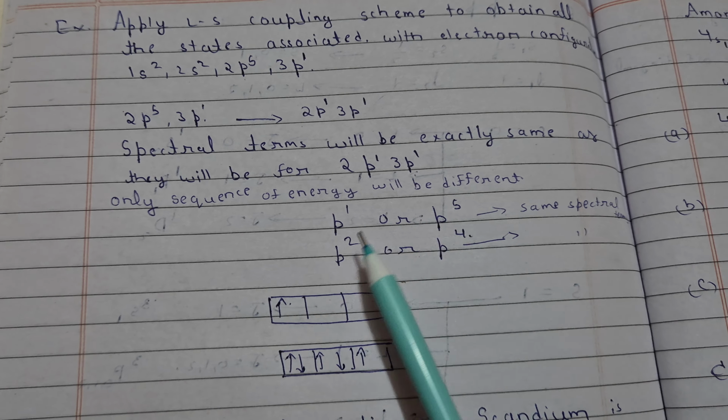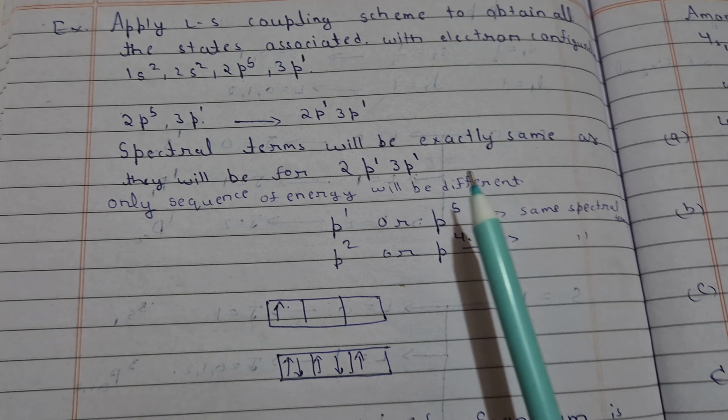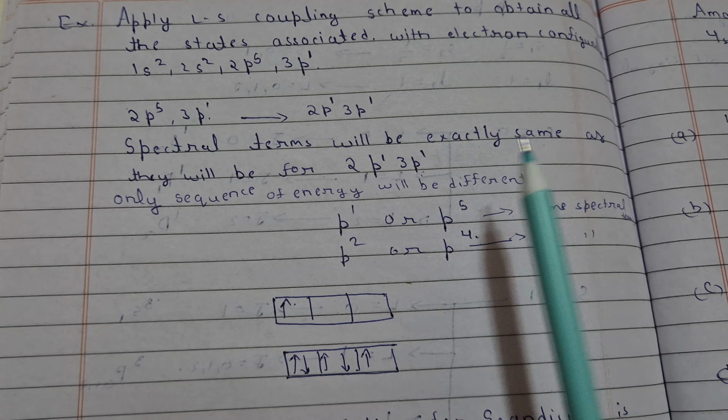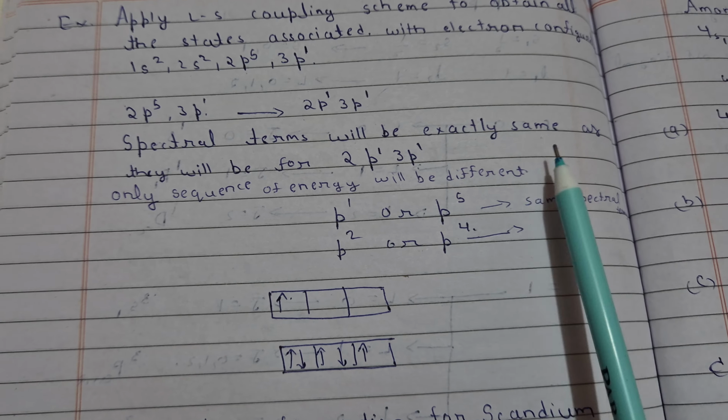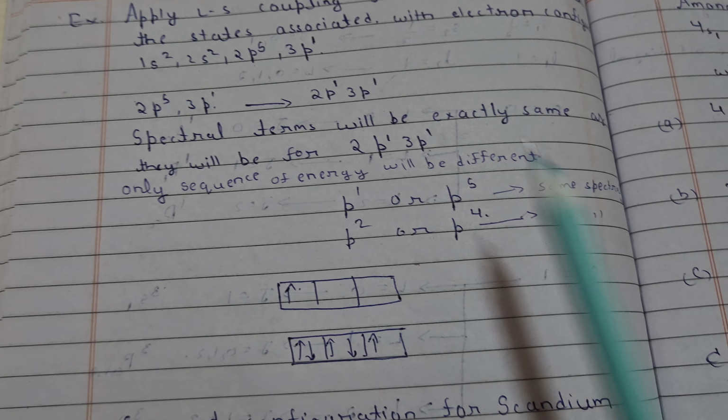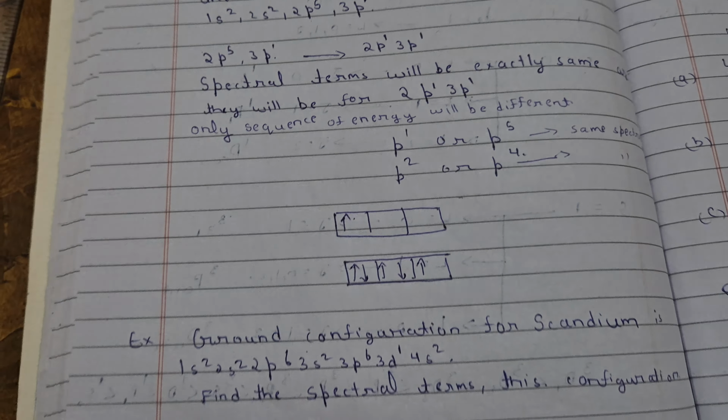The energy sequence will change according to the J value: if it is more than half filled, then higher J will give you lower energy, and if it is less than half filled, lower J will give you lower energy. So you have to follow the rules and you will get the terms. The terms will be the same, only the energy order will be different here.